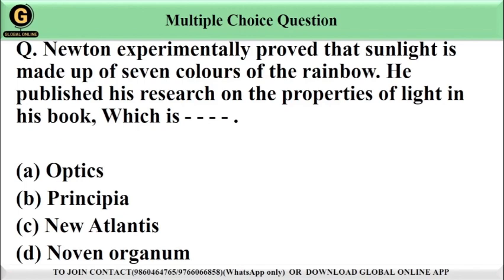In this work, he explained his experiment with prisms and how they could split white light into its constituent colors, which we see as a rainbow. So the correct answer of the question is option A.